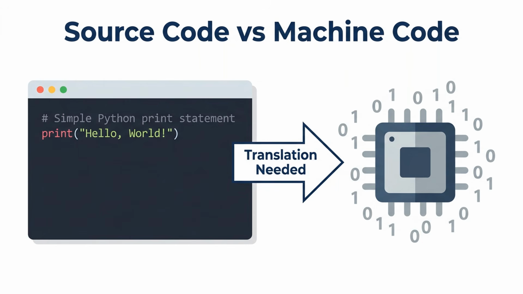Before we dive in, let's quickly set the stage. When you write a program, whether it's in Python, Java, C++, or any other language, you're writing what we call source code. This is human-readable code that you and I can understand. But here's the thing. Your computer doesn't understand it at all. Computers only understand machine code, which is basically a bunch of zeros and ones. So something needs to translate your source code into machine code. That's where compilers and interpreters come in.